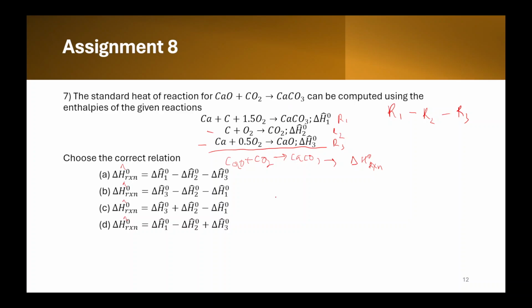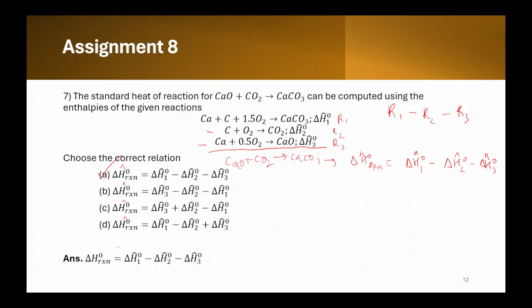If these are specific, okay. So delta H reaction will be delta H1 standard minus delta H2 standard minus delta H3 standard. So 1 minus 2 minus 3. So the correct option is A part.